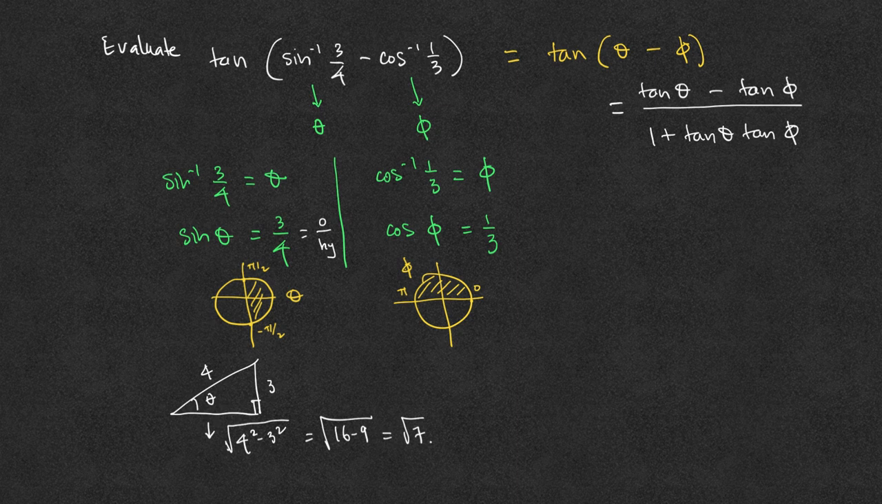And we do the same thing for phi. We draw a generic right triangle and label the acute angle phi. This time though, cosine of phi is the adjacent over the hypotenuse. The side that is adjacent to phi is labeled 1 and the hypotenuse is 3. The missing side is therefore the square root of 3 squared minus 1 squared, or the square root of 9 minus 1, which is 8. But the square root of 8 is 2 root 2.